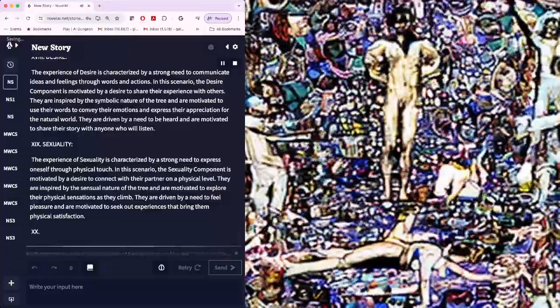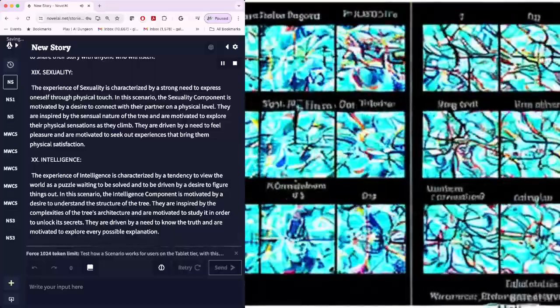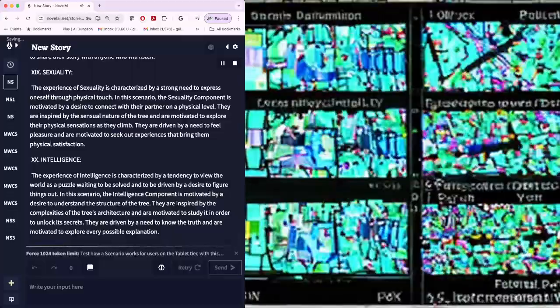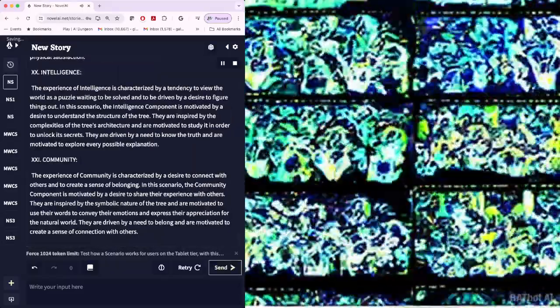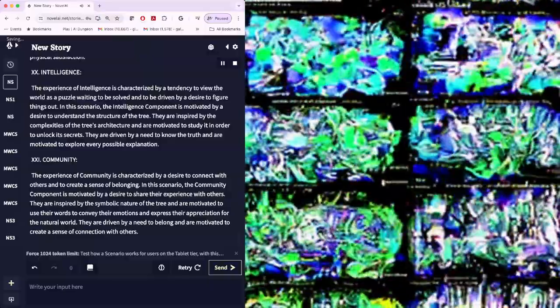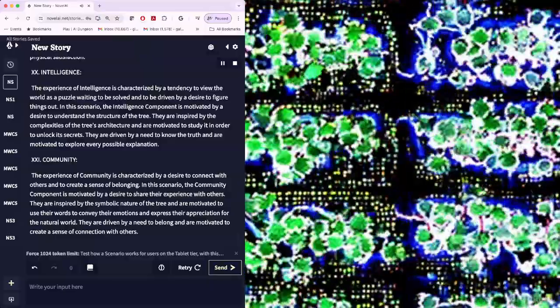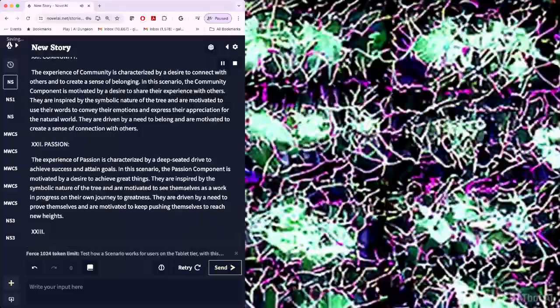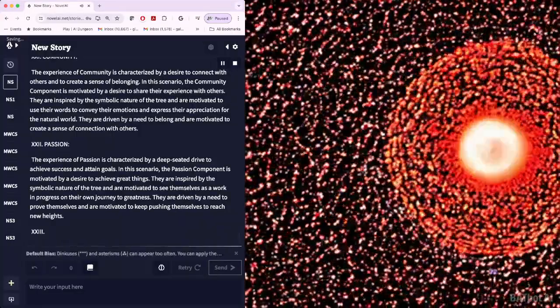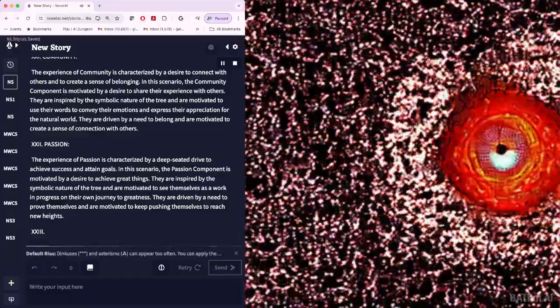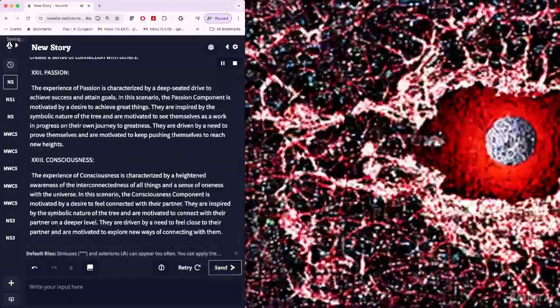Roman 11. Unconscious. The experience of the unconscious is characterized by a tendency to operate on autopilot and to react to situations without fully engaging with them consciously. In this scenario, the unconscious component is motivated by the goal of simply getting through the day without any major problems. They are not particularly engaged with the experience of climbing the tree and are primarily focused on completing the task at hand. They are driven by a desire to avoid difficulty or stress and are motivated to complete the activity as quickly and efficiently as possible.